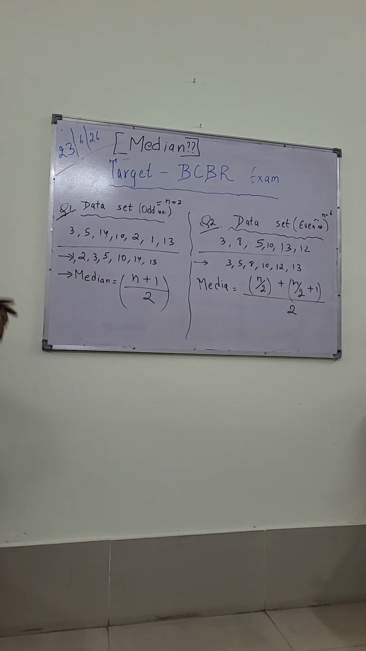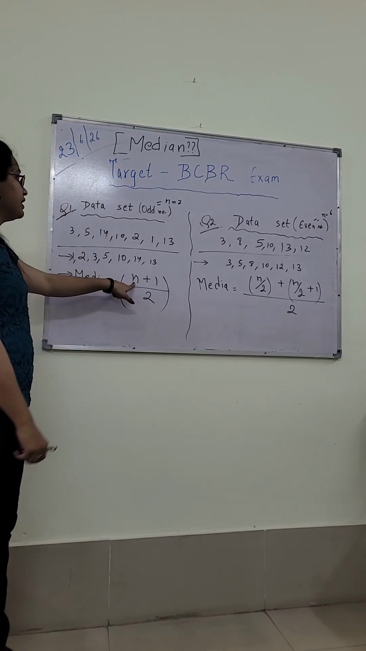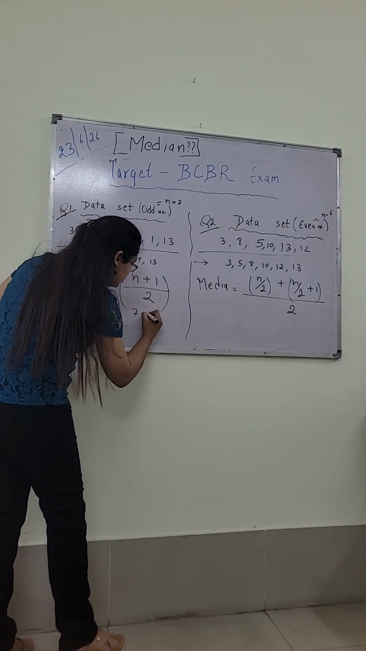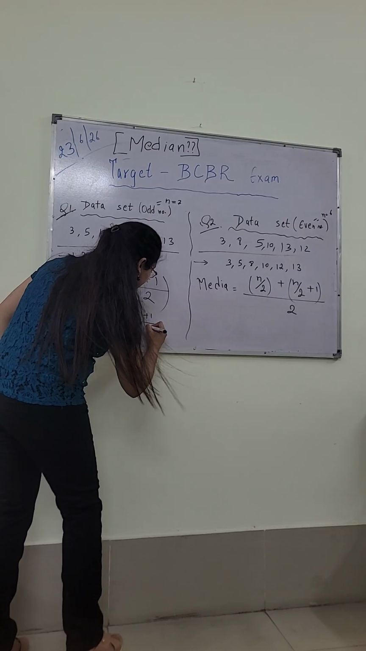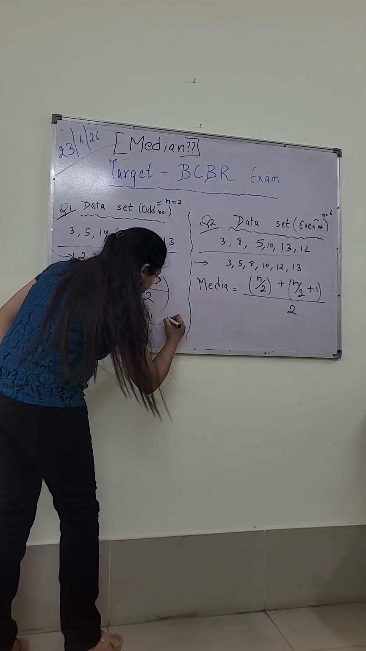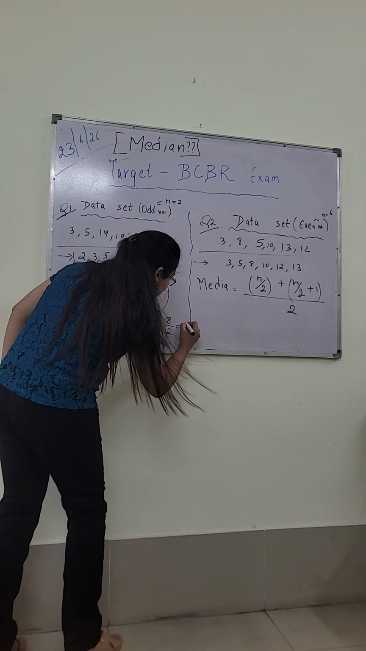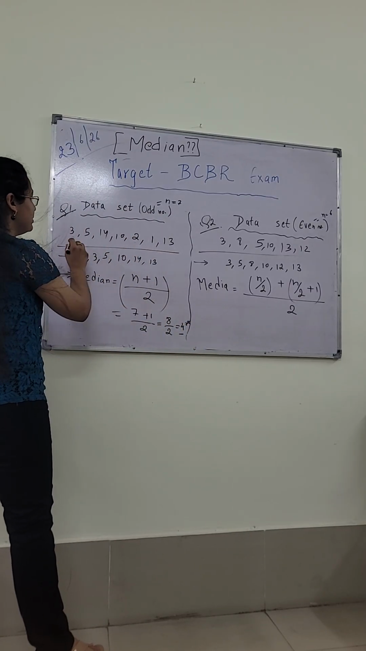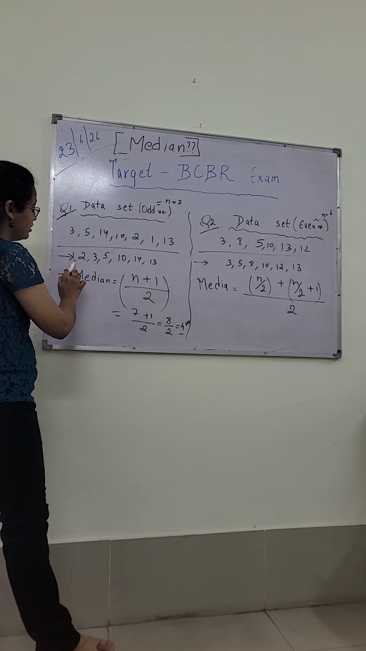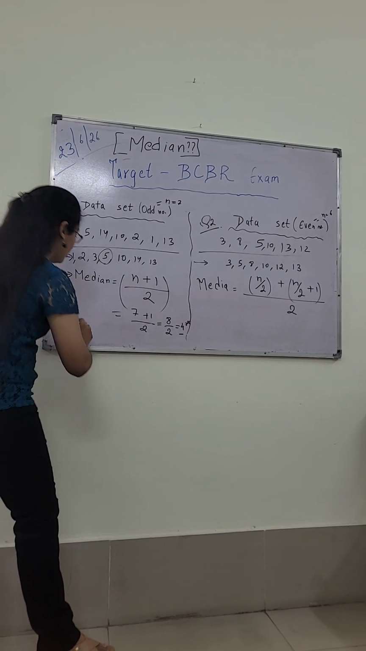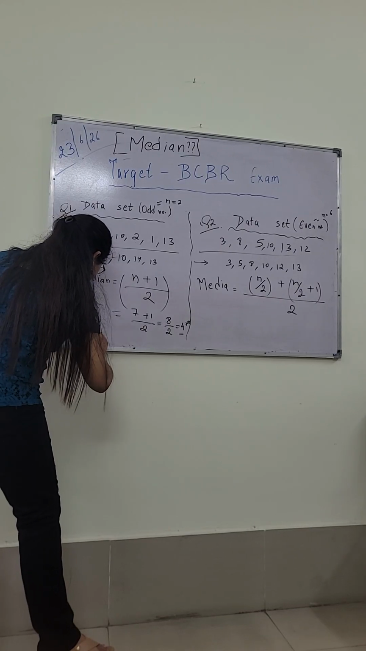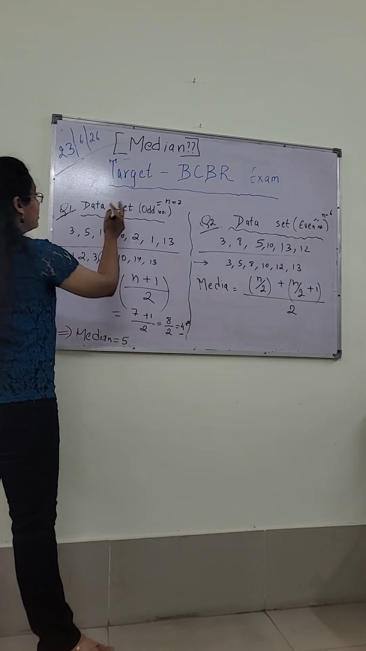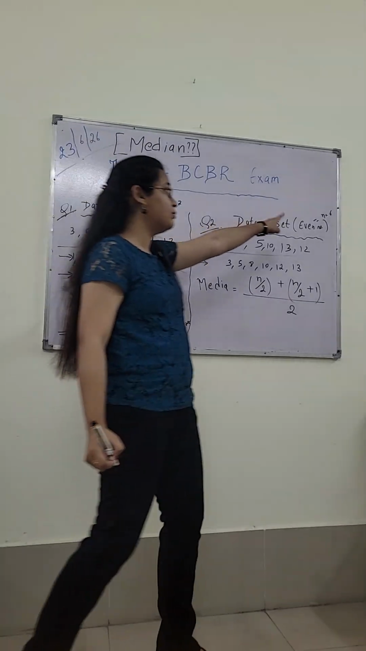So now we have to calculate the median. What is n? n is 7. So 7 plus 1, 8 by 2, which is the fourth value. So the number present at the fourth position will be our median, that is 1, 2, 3, 4. This one. So our median is 5 for this data set.